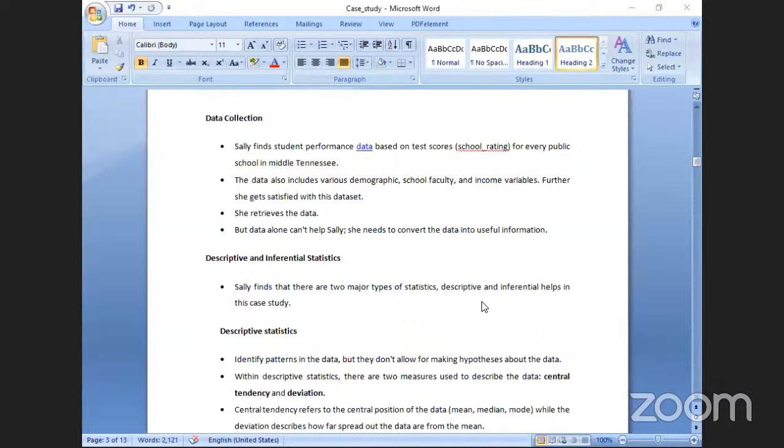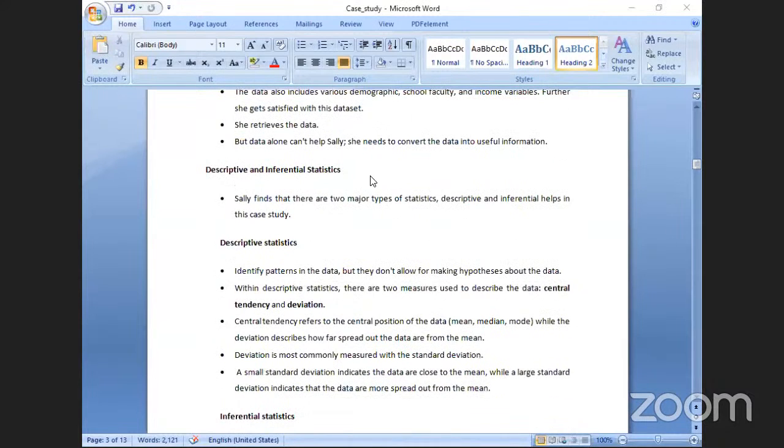Now further, as I said, though she has the data, that alone is not sufficient. She has to get the hidden information from this data set. What Shali finds is two major statistics that could help for this case study: descriptive and inferential statistics. So she noted that these two statistics can help. Now let us see how these two statistics can help her to extract the meaningful information.